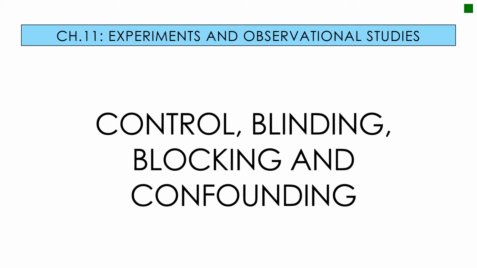So we're almost to the point where we're able to actually do a full experiment, or look at what a full experiment would look like, including the tree diagram. But for now, we want to talk about control, blinding, blocking, and confounding.